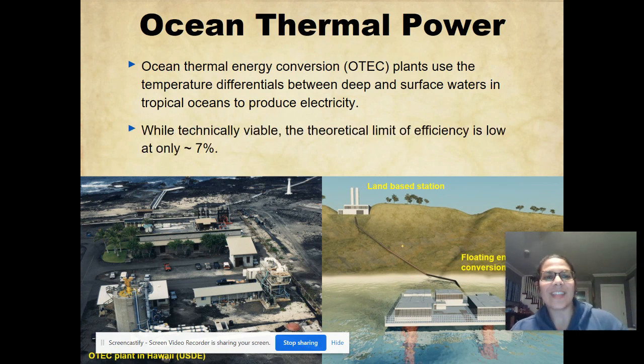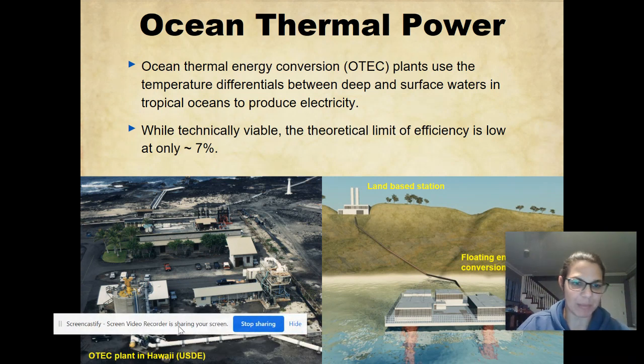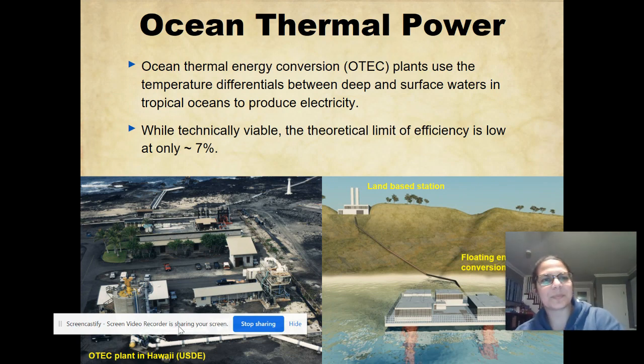It's crazy. And there are actually plants of this. There's one in Hawaii. Here we go. The OTEC plant in Hawaii. So the energy efficiency is low for this at about 7%. And when you're looking at solar panels, they're an average of like 15%, the older ones and the new ones. So, I mean, I wouldn't write this off completely. And it's kind of cool.